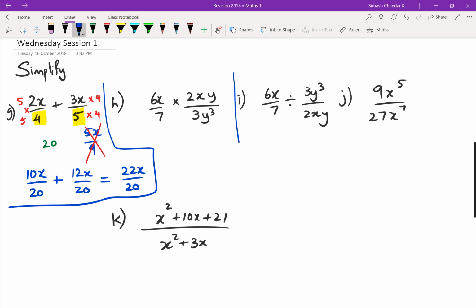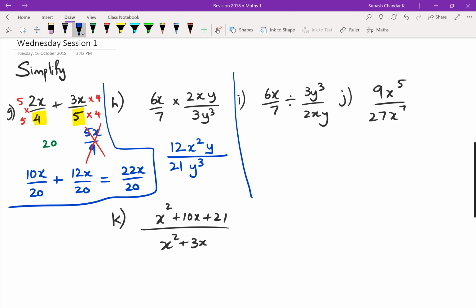Now, looking at H, you're multiplying. If you're multiplying, that's fine. You can just go numerator times numerator and denominator times denominator. In the numerator, I've got 6 times 2, which is 12, and then x times x, which is x squared, and y is just left there by itself. In the denominator, I've got 7 times 3, which is 21, and y cubed as it is.